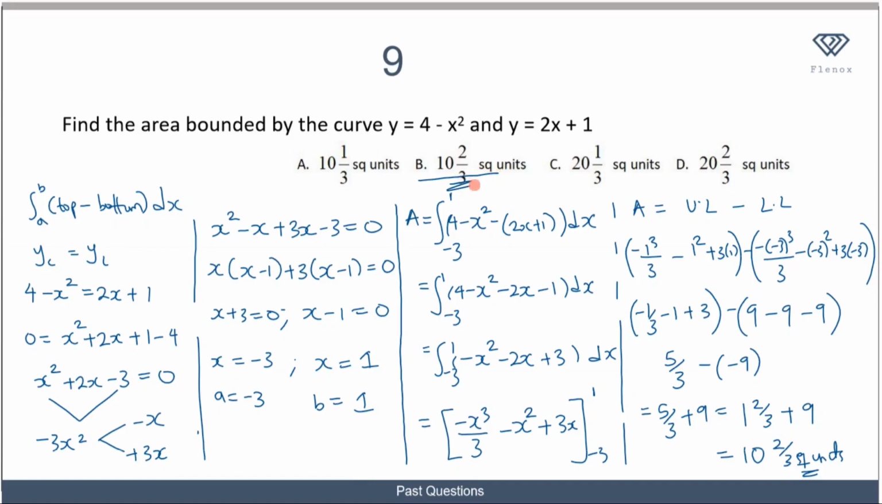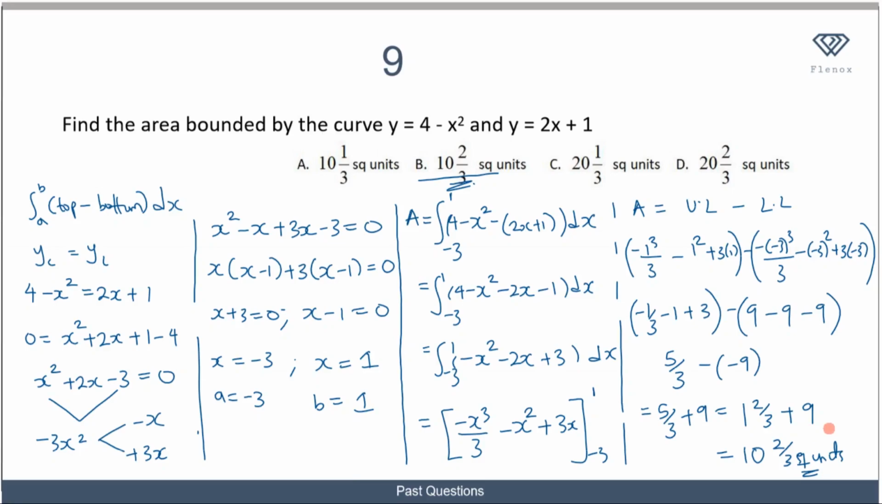So to recap again, what we did was we first found the point of intersection between the curve and the line by equating the equations together to find the values of x. So the lower value was assigned the value of a and the upper value, greater value, b. So we integrated between those 2 points of intersection. So we subtracted both functions from each other before integrating from minus 3 to 1, and after we accomplished that, we got our area to be equal to 10 and 2 over 3 squared units.